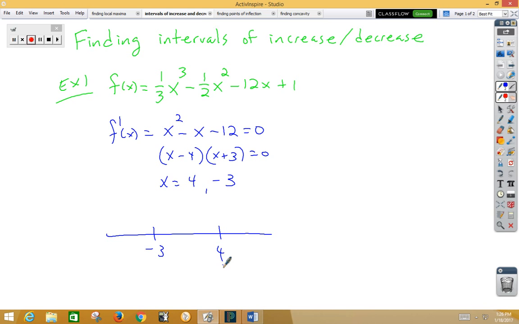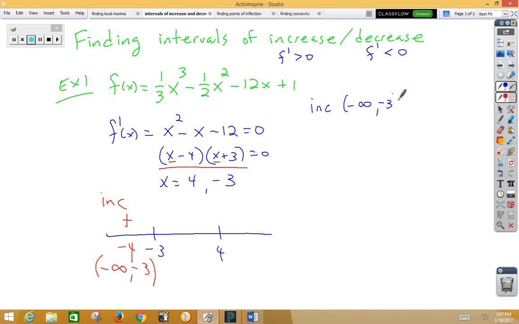Now, a graph is going to increase when the first derivative is positive or greater than 0, and decrease when the first derivative is negative or less than 0. So let's check something to the left of negative 3, like negative 4. The easiest place to plug that in is the factored part of your first derivative. If I plug in negative 4 for the x's, I would get a negative number times a negative number, which is a positive number. That means on the interval from negative infinity to negative 3, the graph is increasing. And we would say increasing from negative infinity to negative 3.